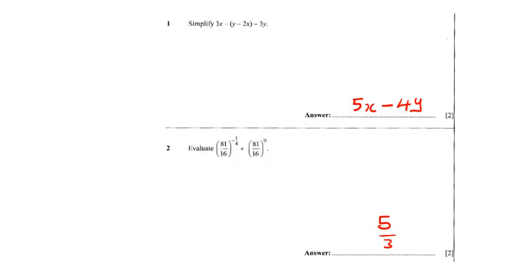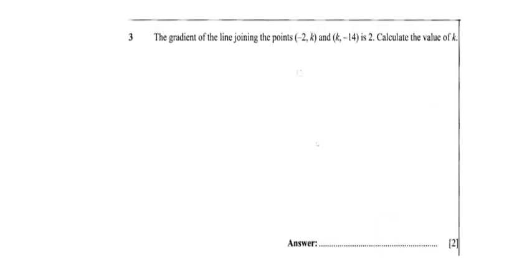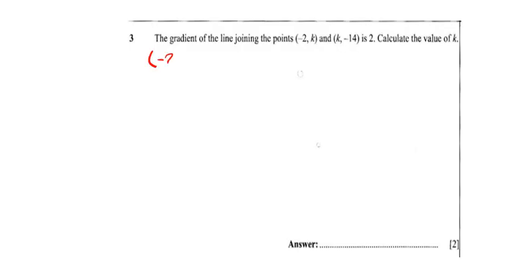So the next question is saying the gradient of the line joining the points, which are the points they are talking about, is (-2, k) and (k, -14). Now the gradient of the line joining these two points, which is represented by m, is equal to 2. Now calculate the value of k.